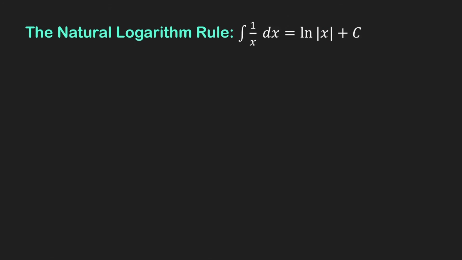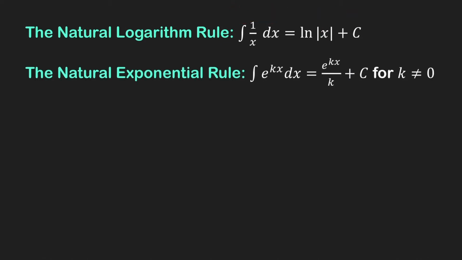Of course, if there is a restriction that x is greater than 0, then we can write our integral as ln of x plus arbitrary constant c. But if we don't have this restriction, then we have to put these absolute values here.